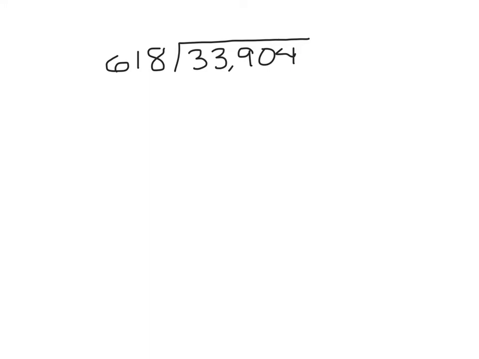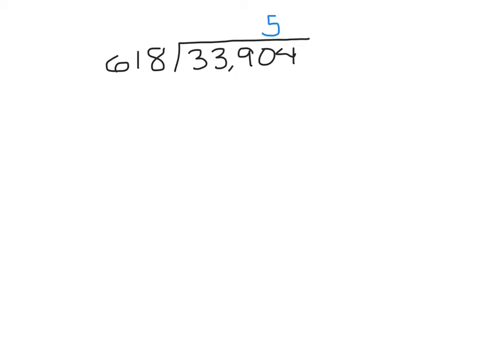Okay, so now we're going to actually divide the problem out. I need to first figure out, where does my quotient begin? I have 618. It doesn't go into just 3 or 33. It doesn't even go into 339. So I need to go clear over here, into the number 3,390. So my quotient is going to begin right here above the tens place. 618 going into 3,390 goes in there 5 times. So I put my 5 right above that tens place.